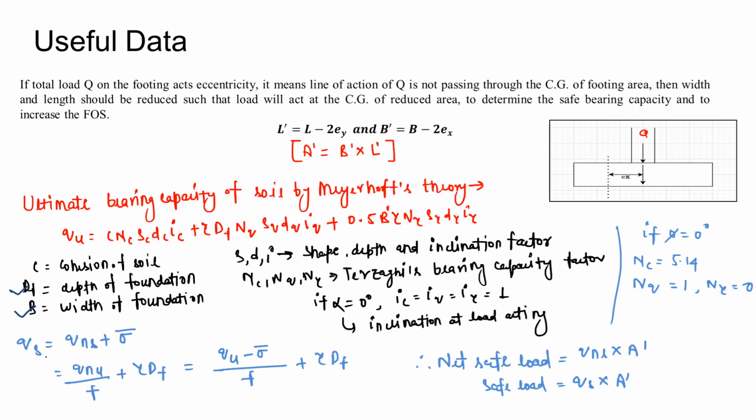To compute the ultimate safe load or safe bearing capacity, that will be qns plus sigma dash, where qns, which is net safe bearing capacity, will be qnu by F, where F is the factor of safety. We can also write qnu, which is net ultimate bearing capacity, as qu minus sigma dash, where qu is the ultimate bearing capacity. Now if we have to calculate the net safe load, that will be net safe bearing capacity into area, and the safe load will be safe bearing capacity into area.